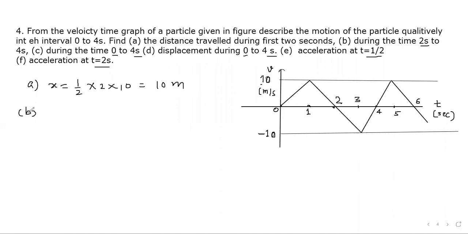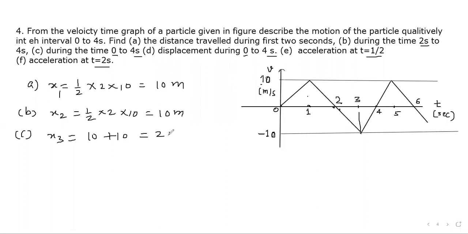Then the second part, distance during 2 to 4 seconds. It will be the same because here this is 10. So distance can't be negative. Suppose this is x2, this is x1. So 1 by 2 into 2 into 10, that is 10 meters. Part C. Here, during 0 to 4 seconds, the distance traveled will be the sum of the two. Suppose x3, it will be 10 plus 10, that is 20 meters.